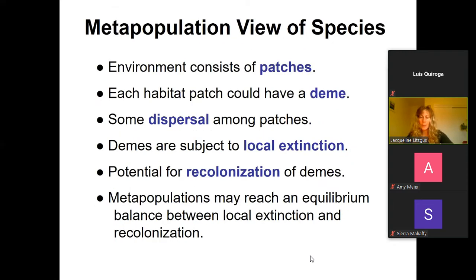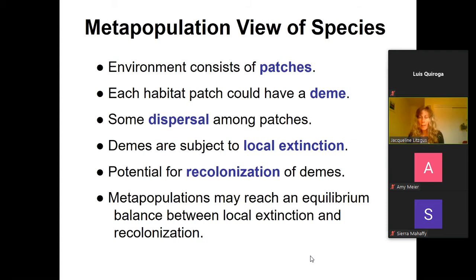Okay, so this is the metapopulation view of species, and this is how it works. The environment consists of habitat patches. These are areas of habitat that contain the requirements for persistence of the species, okay? So we have these patchy habitats, and each patch of habitat is separated by other areas of unsuitable habitat. So you have this bad stuff in the intervening space, and then you have these patches of good quality habitat. Okay, so you have that happening on the landscape.